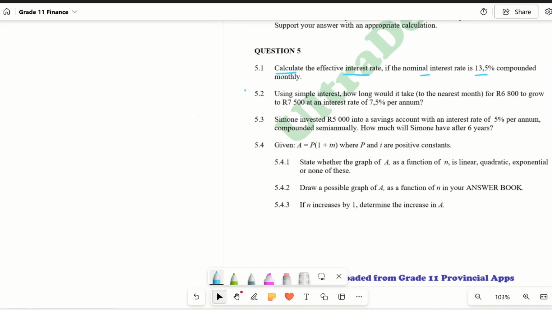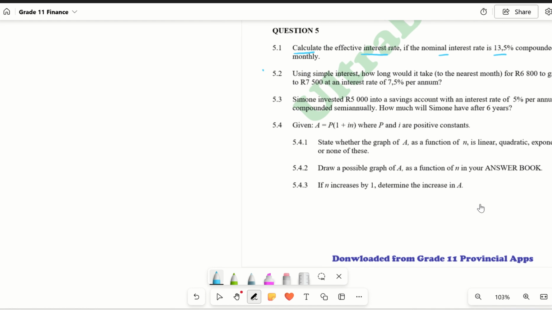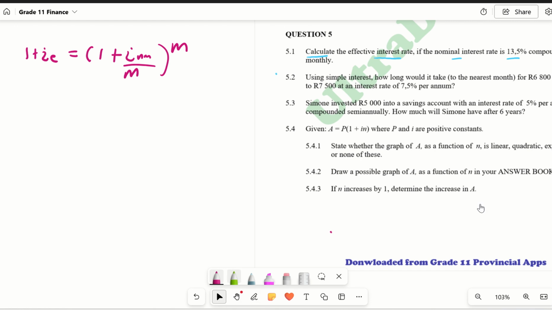It is a formula you learned this year actually. I don't know if you guys have seen this before. It goes 1 plus i effective equals 1 plus i nominal over m, to the power m. Do you guys know this formula? If you don't know it, now you know it.